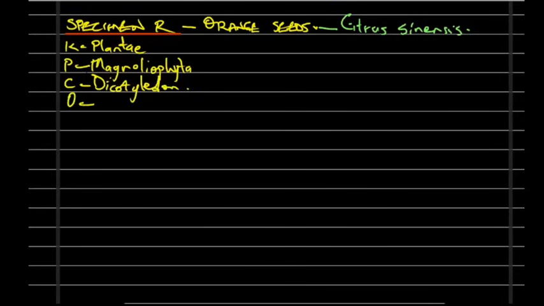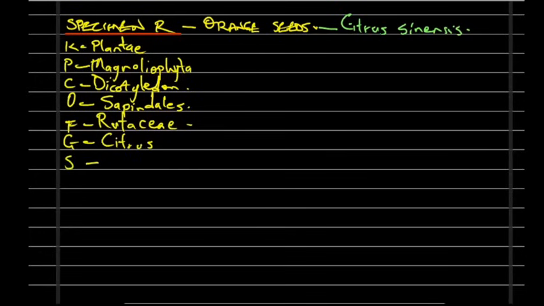For the order, we have it to be the Sapindales. The Sapindales. And then the family. The family, it belongs to the Rutaceae. The Rutaceae. And then the genus is where we now have the citrus. And then species, we have it to be the sinensis. So these are the taxonomical classification of the orange fruit.